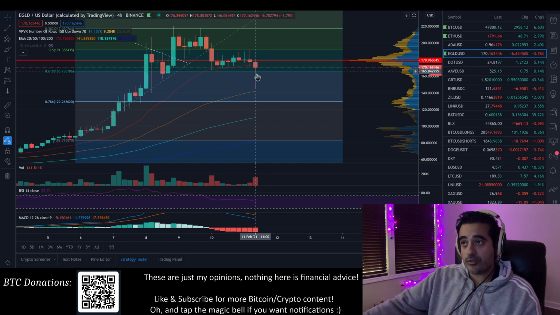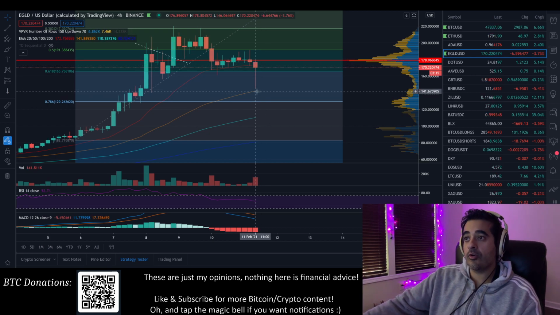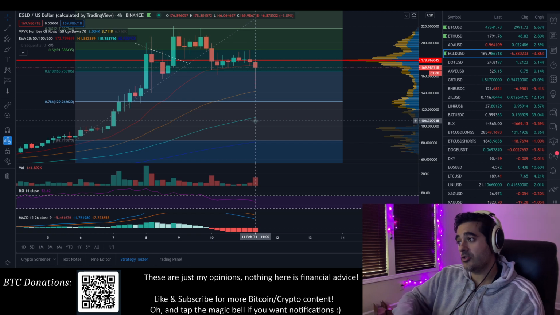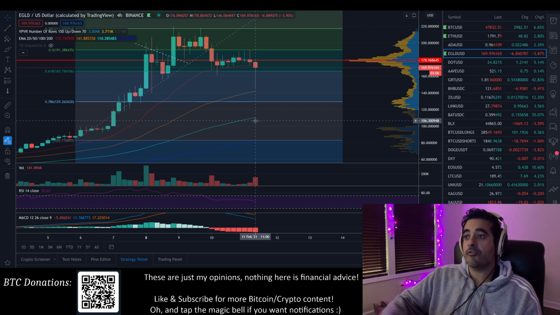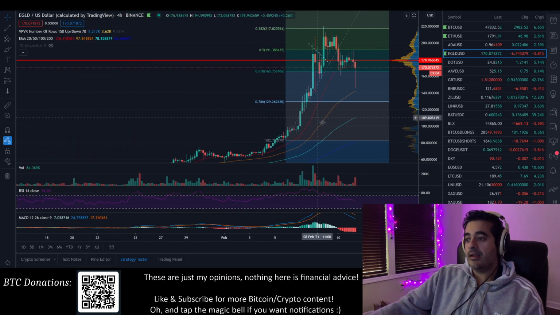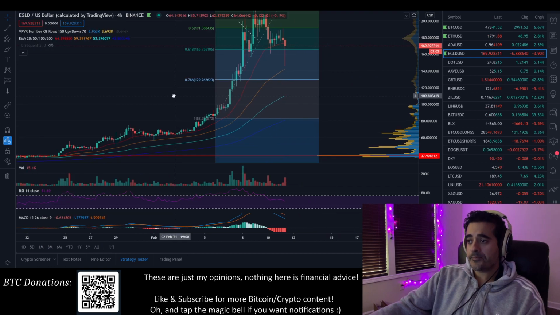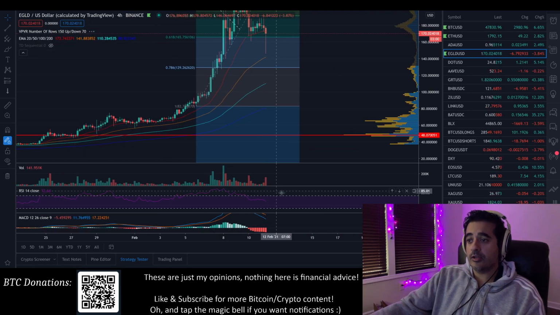But if this candle turns fully red and hits the orange moving average again, and then drops even lower and we start coming close to this moving average, which is the 100 exponential, then we might be looking for a bigger drop and a bigger correction. Now, finally, just to wrap this up, the last thing to do is to look at the RSI. The RSI on the 4-hour chart is looking beautiful.